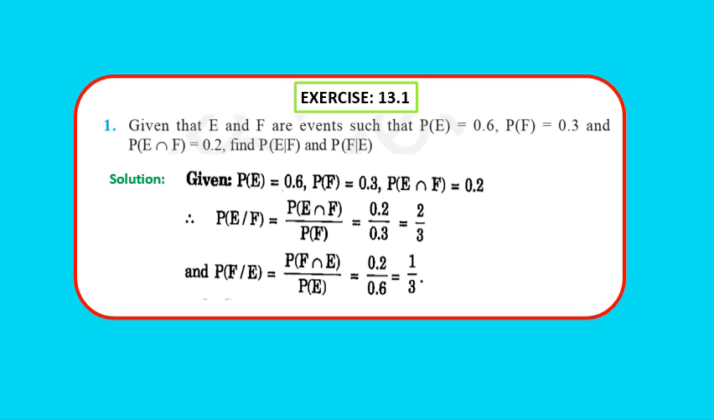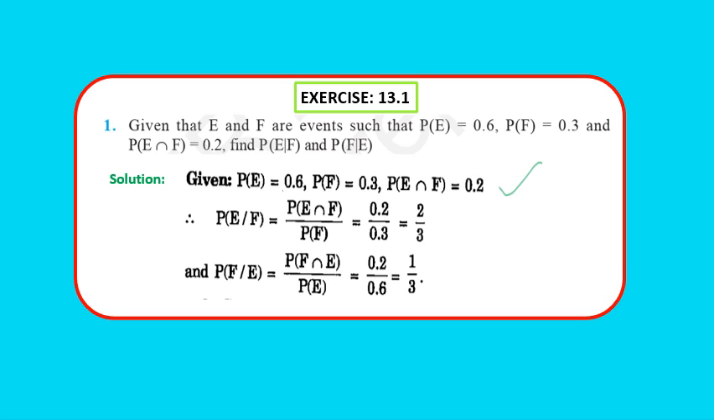So let's start exercise 13.1. And question 1 is: given that E and F are events such that P(E) is equal to 0.6, P(F) equals 0.3 and P(E ∩ F) equals 0.2, then find P(E|F) and P(F|E). So we have P(E) equal to 0.6, P(F) equals 0.3 and P(E ∩ F) equals 0.2.